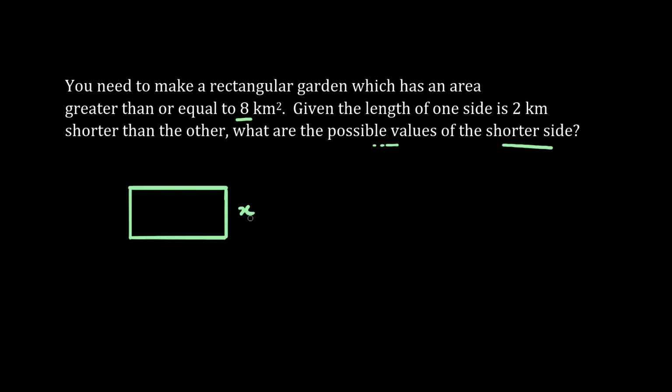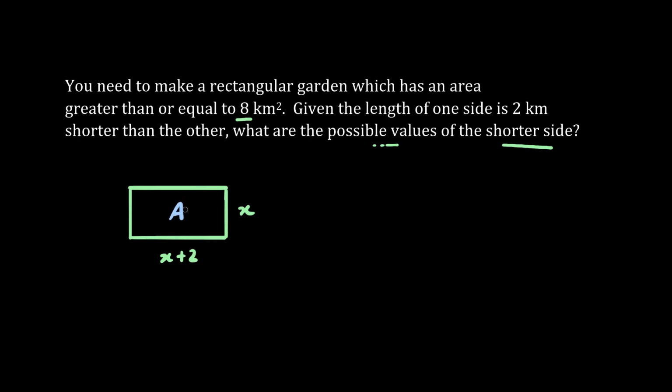So given that the shorter side is x, we know the other side is off by 2. One side is 2 kilometers shorter than the other, so because we know this is a shorter side by 2, we'll call this x plus 2. The shorter side is x, and the longer side is x plus 2. This side here is 2 shorter than x plus 2.